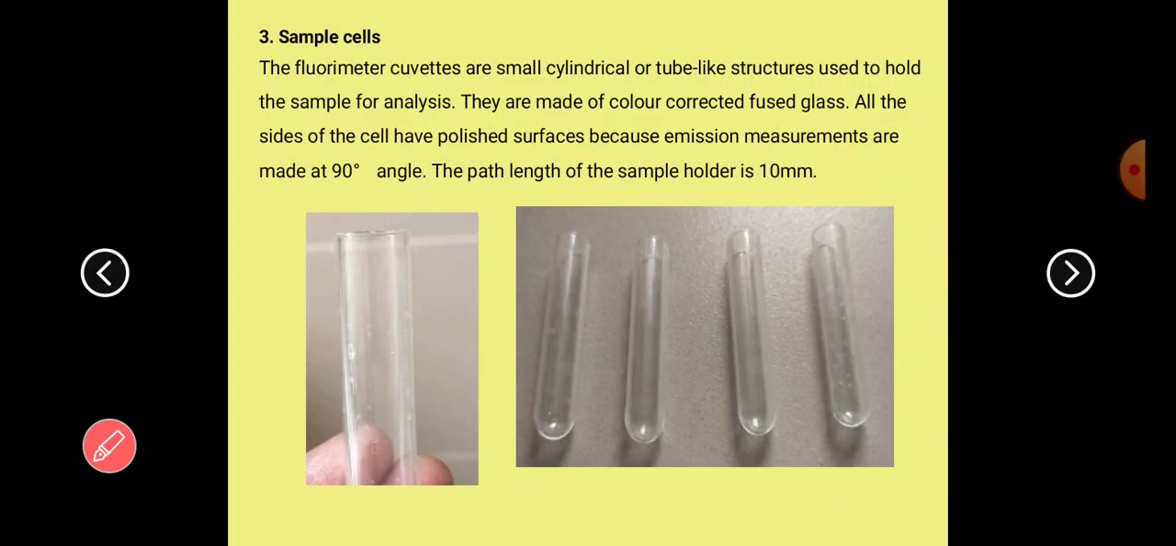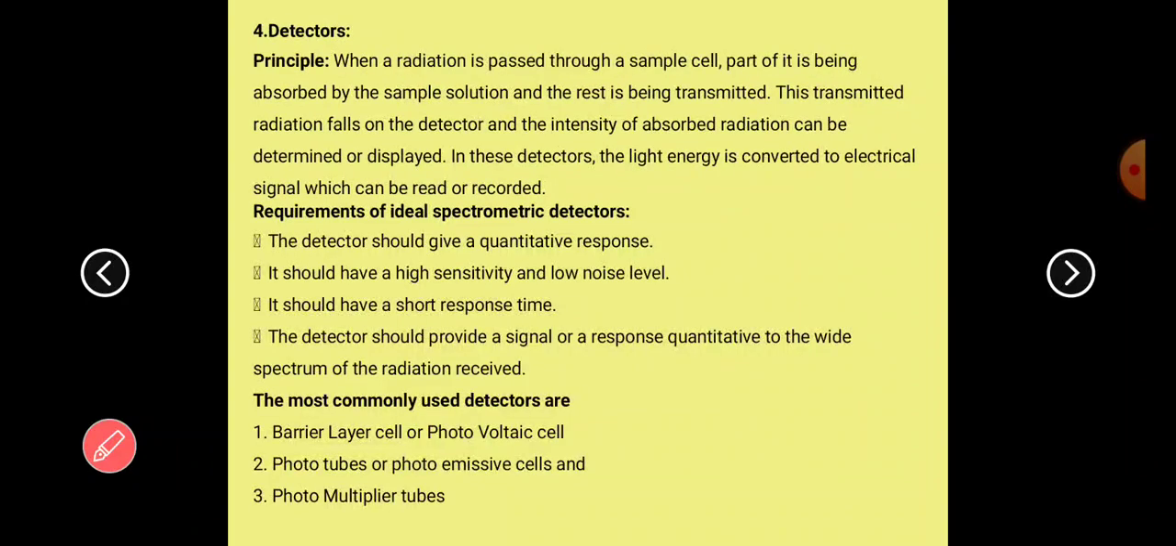You can observe the glass sample cells. Detectors. The function of a detector is to convert light energy into an electrical signal, which can be read or recorded. The principle involved in a detector is that when radiation is passed through a sample, part of it is absorbed by the sample and the rest is transmitted. This transmitted radiation falls on the detector and the intensity of absorbed radiation can be determined or displayed.